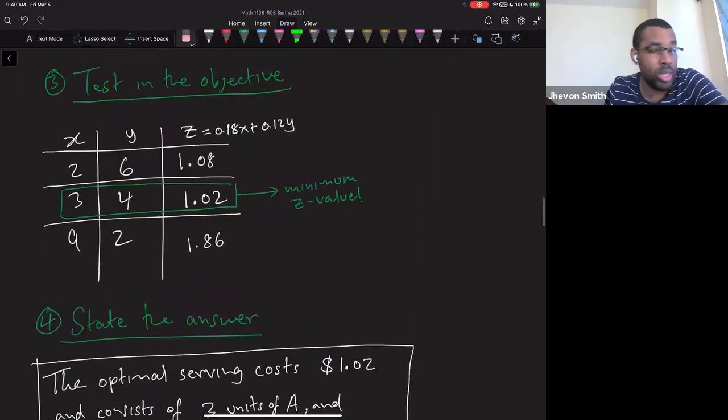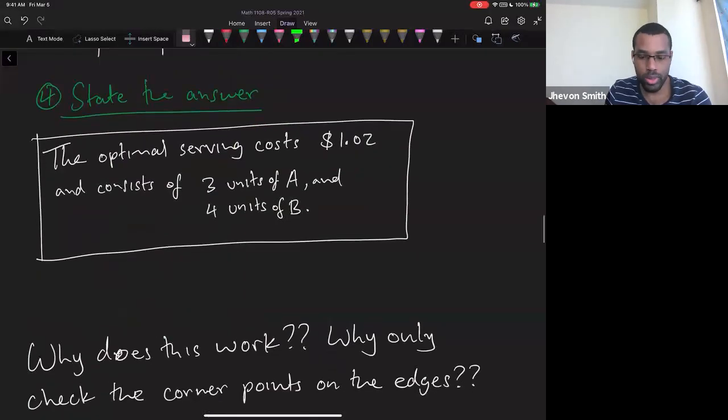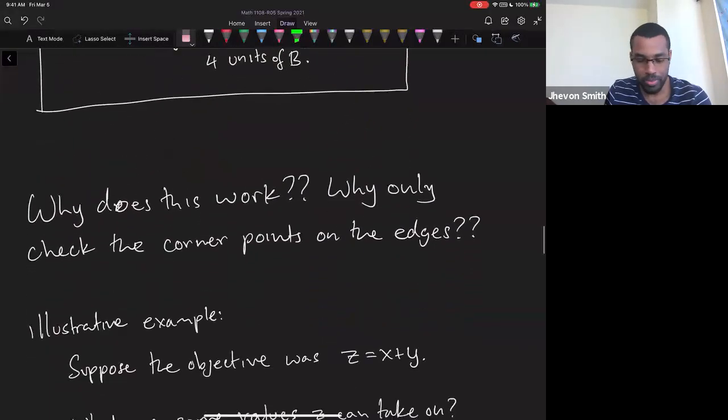Yeah, in this case, we wanted to minimize it. And it turns out that the minimum cost was $1.02 per serving, or per animal, or per meal that you're doing. Okay, so we found that the answer is a cost of $1.02 per serving, with 3 units from food A and 4 units from food B. Okay, so that was the optimal solution.